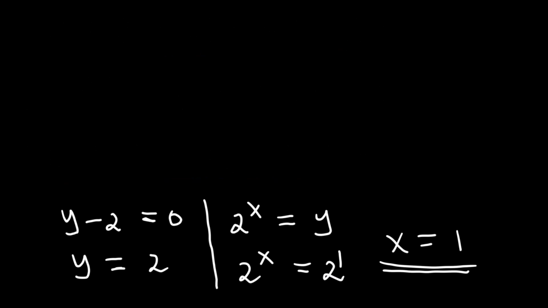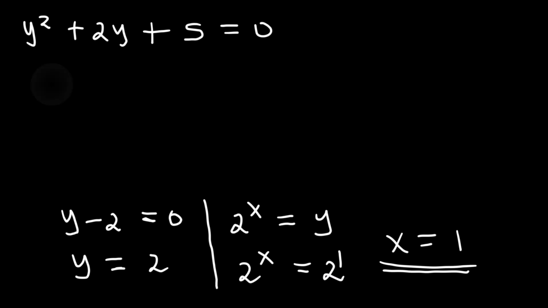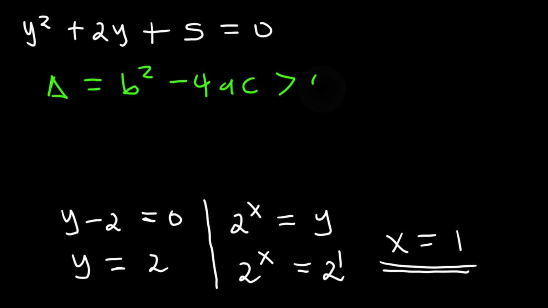And then the other option is to set y to the power of 2 plus 2y and then plus 5 to be equal to 0. But if you remember, we were told to find real values. Therefore, before we solve this equation, let's find out whether we shall get real values. This is the formula we shall use. b to the power of 2 minus 4ac should be greater than 0. And if it's less than 0, then there will be no real values.